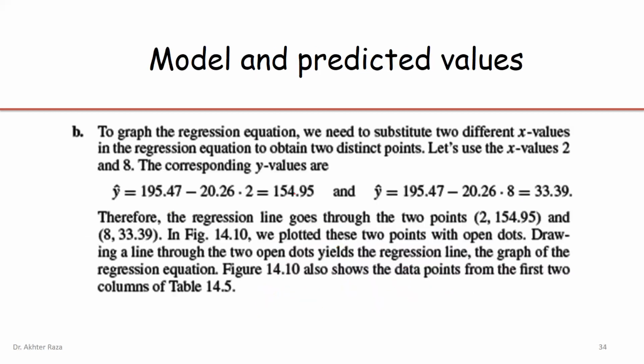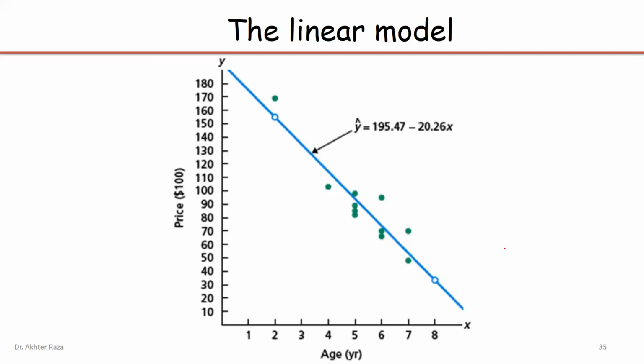The predicted model is there, and in part B, we have to calculate the price of a 2-year-old car and an 8-year-old car. For 2 years, we have 154.95 times $100, and the 8-year car will be 33.939 multiplied by $100. So these are the two values which we have calculated with the help of the model.